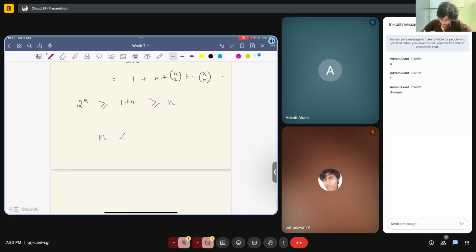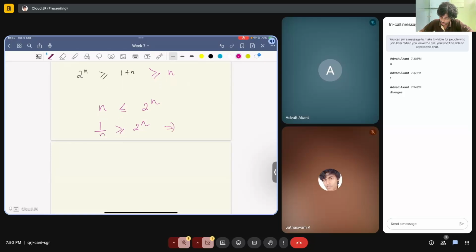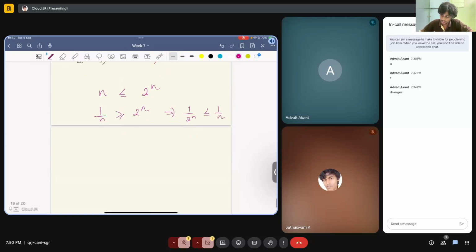So what we have is n is less than or equal to 2 power n. Then the reverse you can tell: 1 by n is greater than or equal to 1 by 2 power n. Or in other words, 1 by 2 power n is less than or equal to 1 by n. So this much we have. Now what you also observe is this number is always positive, because 2 power n is positive and 1 is positive, so the quotient is a positive number, right? So you have 0 less than or equal to 1 by 2 power n less than or equal to 1 by n. So this is what you have now.